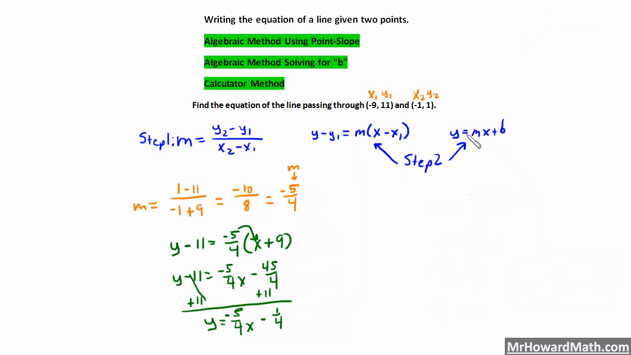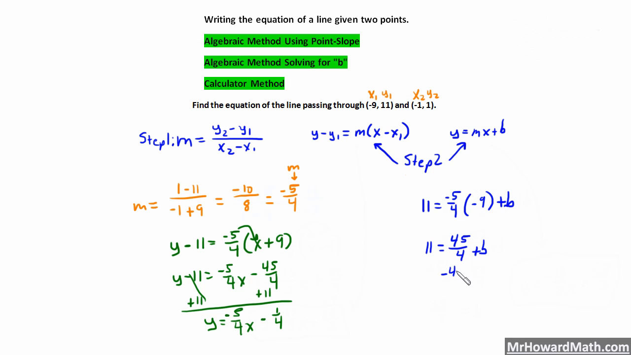Alright, let's use this method right here. So we're still going to use this point right here. I'm still using that ordered pair to fill this in. My y is equal to 11 equals my m, which we said is negative 5/4, times my x, which is negative 9, plus b. We're solving for that b right there. Okay, negative 9 times negative 5 over 4 becomes 45 over 4. 45 over 4 plus b is equal to 11.